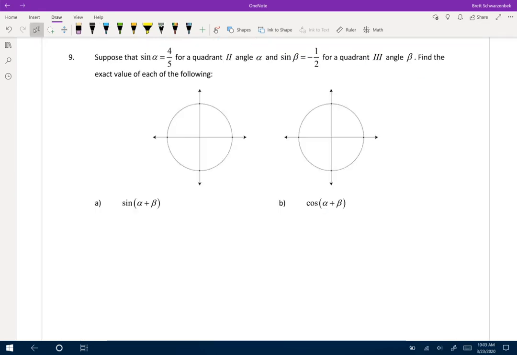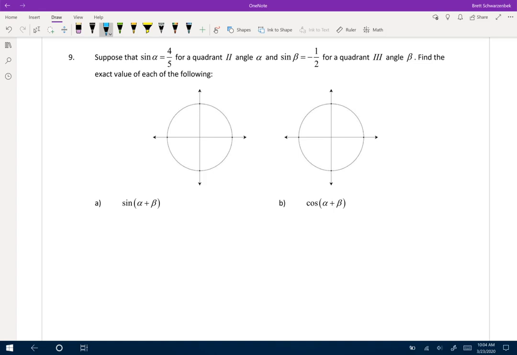The last problem is a classic example found in sum and difference formula sections in many textbooks. It says, number 9, suppose that the sine of alpha equals 4/5 for a quadrant 2 angle alpha, and the sine of beta equals -1/2 for a quadrant 3 angle beta. Find the exact value of each of the following. Okay, so these are two separate problems, essentially A and B, but all the information goes with the beginning part of this problem, which we want to start with.